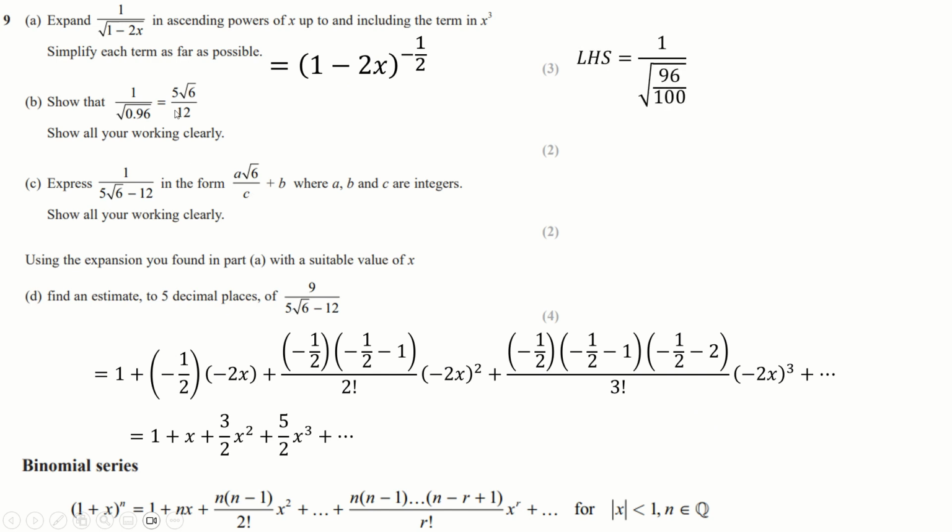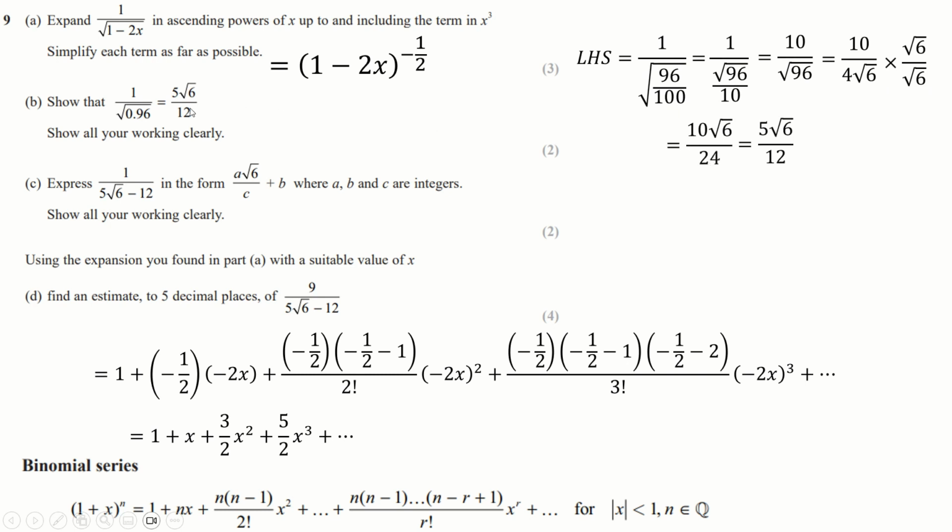Now we're going to take a bit of a detour and show this thing here. So 0.96 is 96 over 100. And then we can root this fraction separately to make root 96 over root 100, which is root 96 over 10. And then this 10 can jump up to here to give you this. And then 96, I think, is like 16 times 6, which maybe I should have jotted down. But of course, root 16 is 4, so this is 4 root 6. Rationalize this by timesing root 6 over root 6. Root 6 times root 6 is 6, times 4 is 24. And then halve these both down, you get this, which is what they wanted us to get.